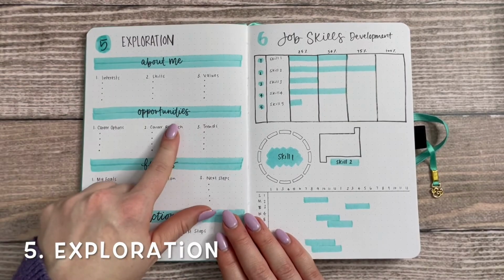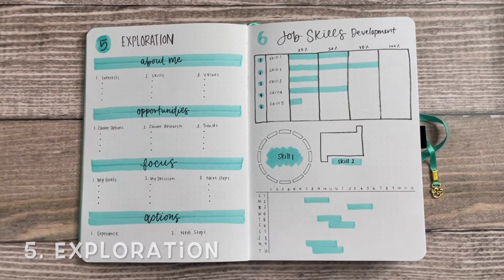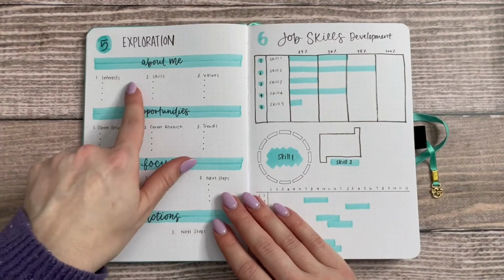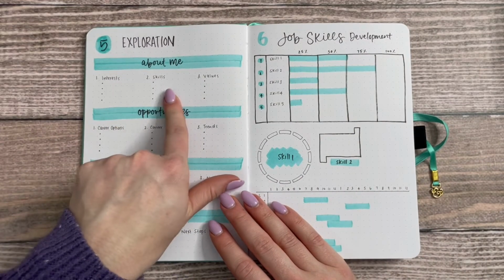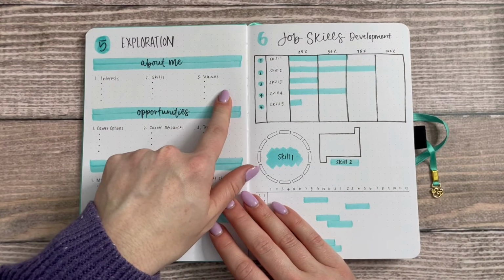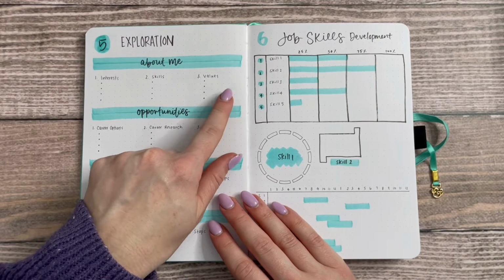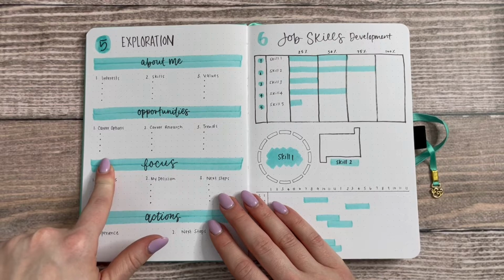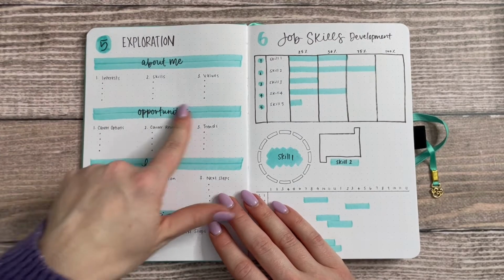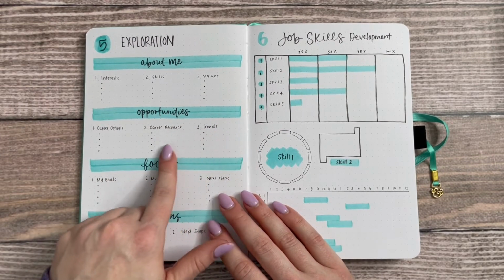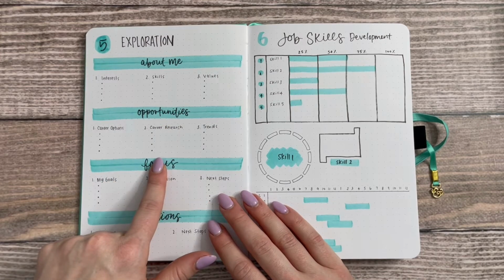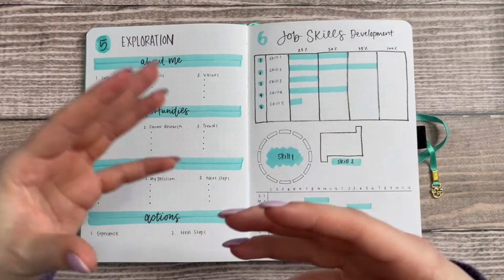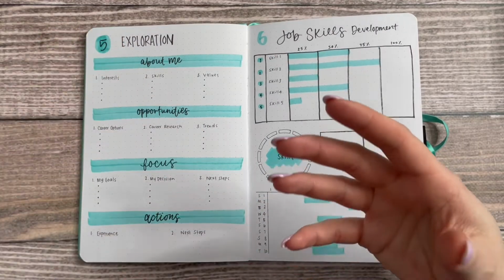Moving on to number 5, we have an exploration page. So this is just, let's put down everything on the map. These are things about me: what I'm interested in, skills I have, values that I want to be consistent with my job. Opportunities: what types of career options are available for those types of interests, skills, and values that you have. Doing career research based on pay, location, things like that.